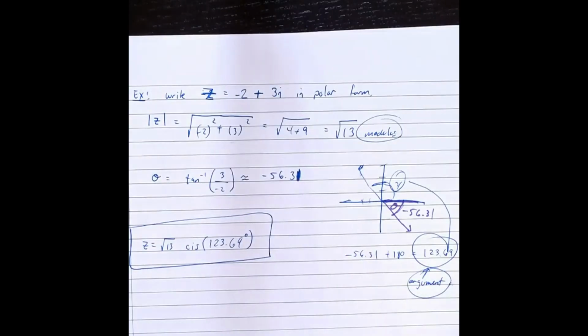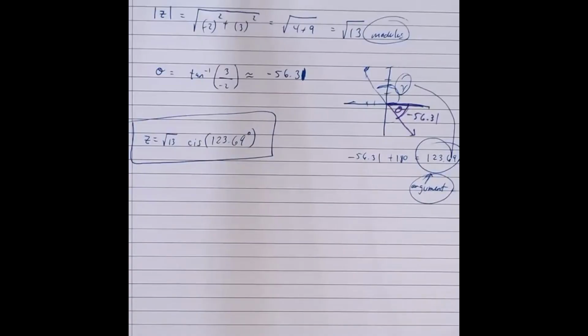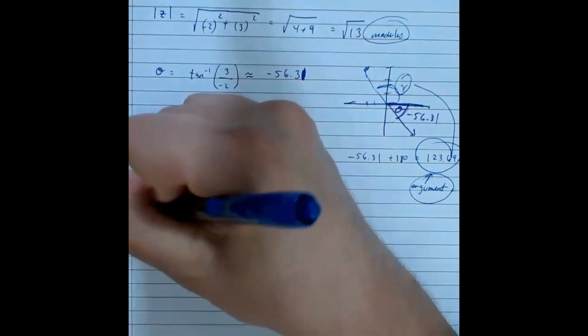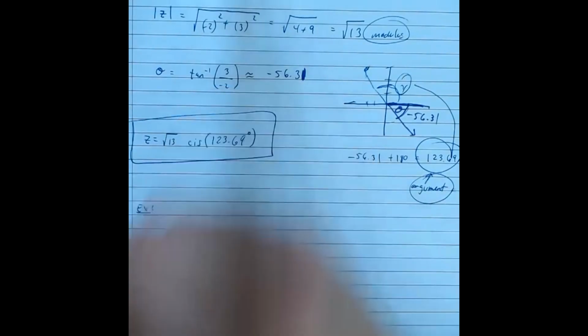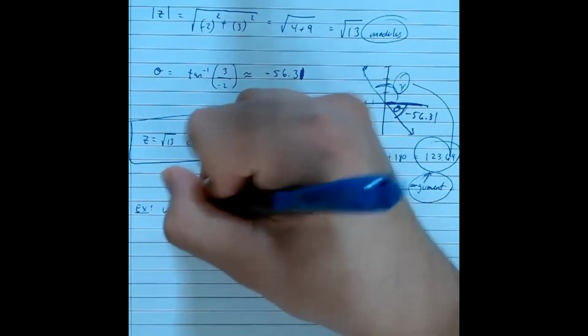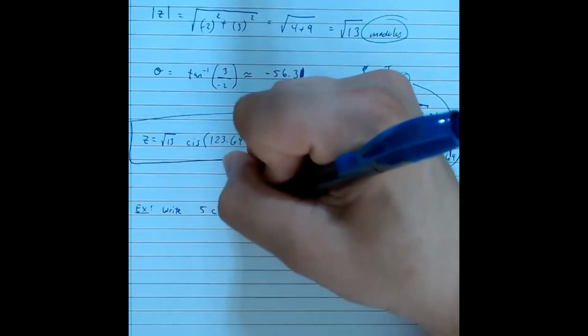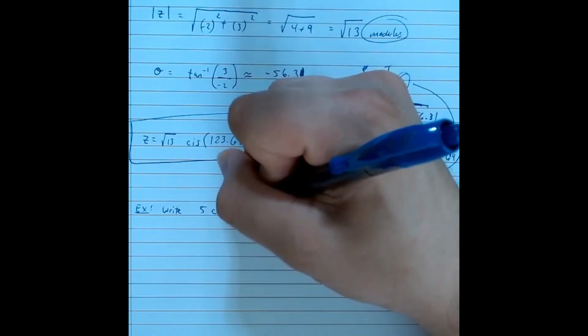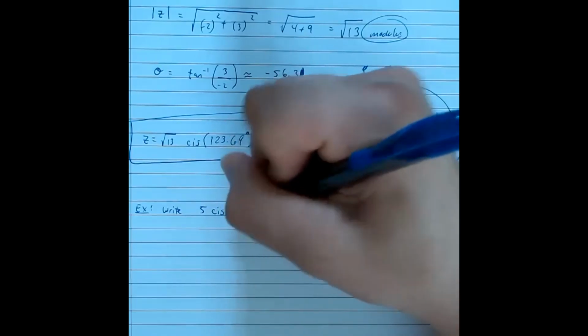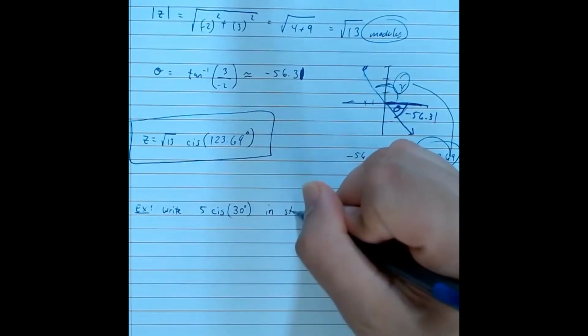Of course, we can always go backwards. We can start with something that's in polar form and go back to rectangular form. And that one's actually a lot simpler because the conversion is a lot shorter. For example, let's say we're going to, instead of writing it in polar form, let's say we're going to write, I'm going to take 5 cis of, I don't know, let's say 30 degrees. Write that in standard form.